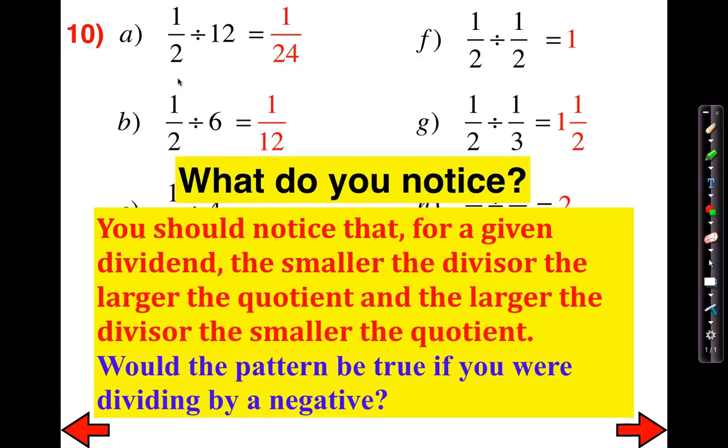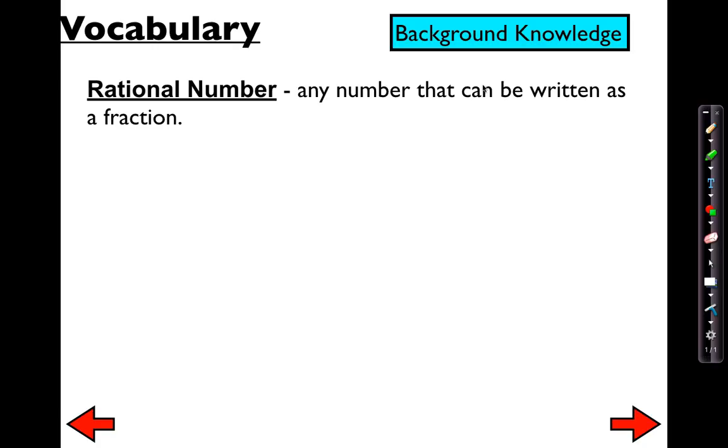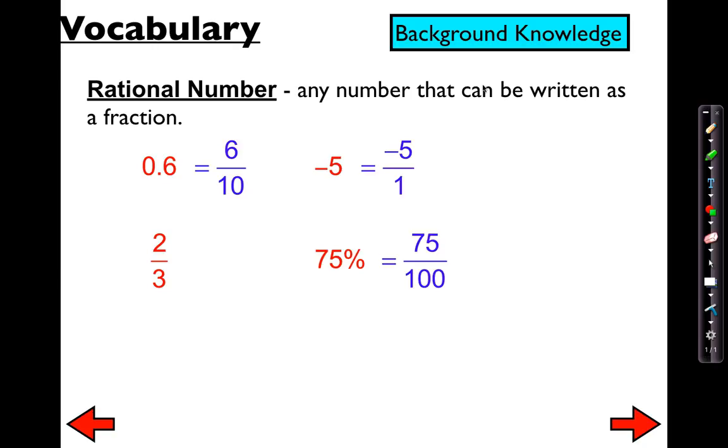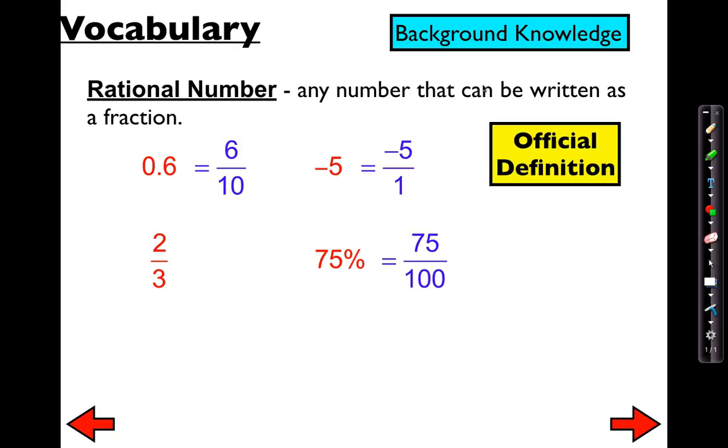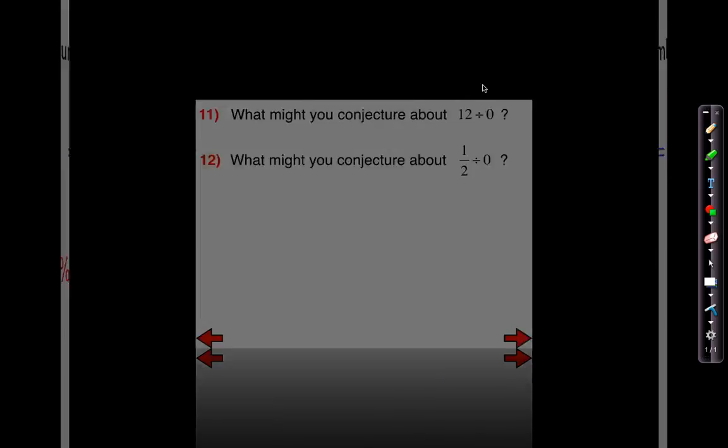So real quick, a rational number is basically any number that can be written as a fraction. Okay, so all of these are rational numbers because I can express them as a fraction. But the official definition is it's basically any number that can be written in the form of a over b, with the fact that b cannot be 0.